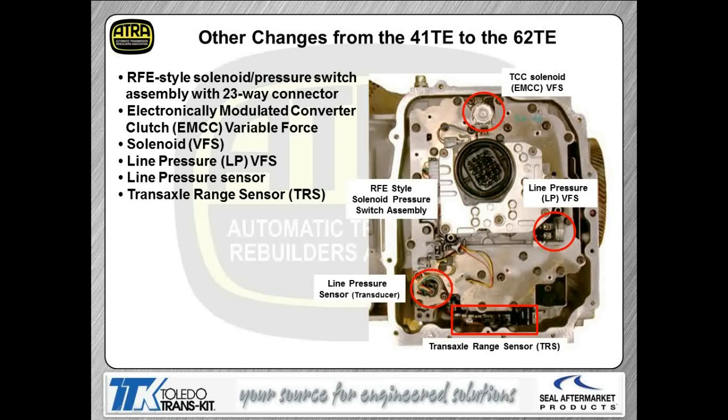One other thing you'll notice here is you've got a new trans range sensor. And you see that there at the bottom of the diagram. So these are all the differences and changes between the 41 to the 62 TE.